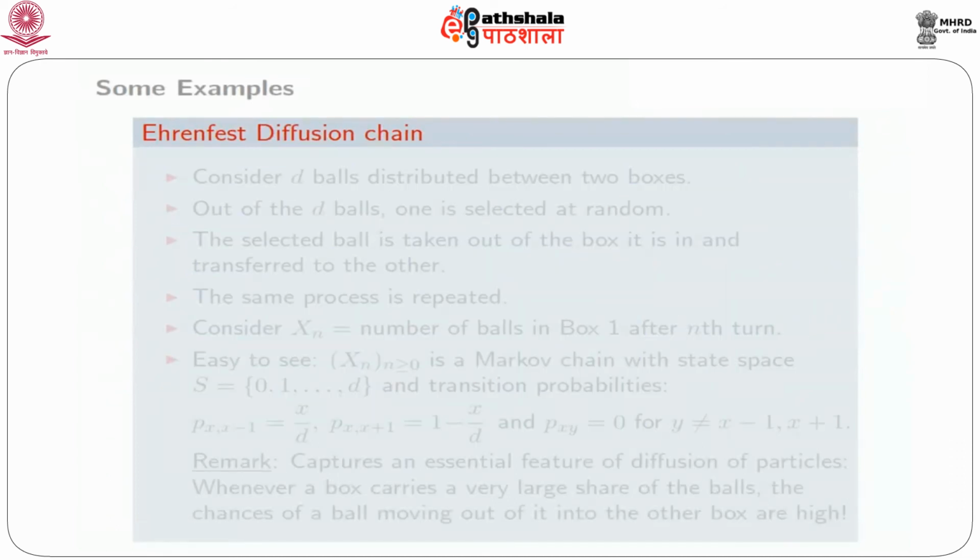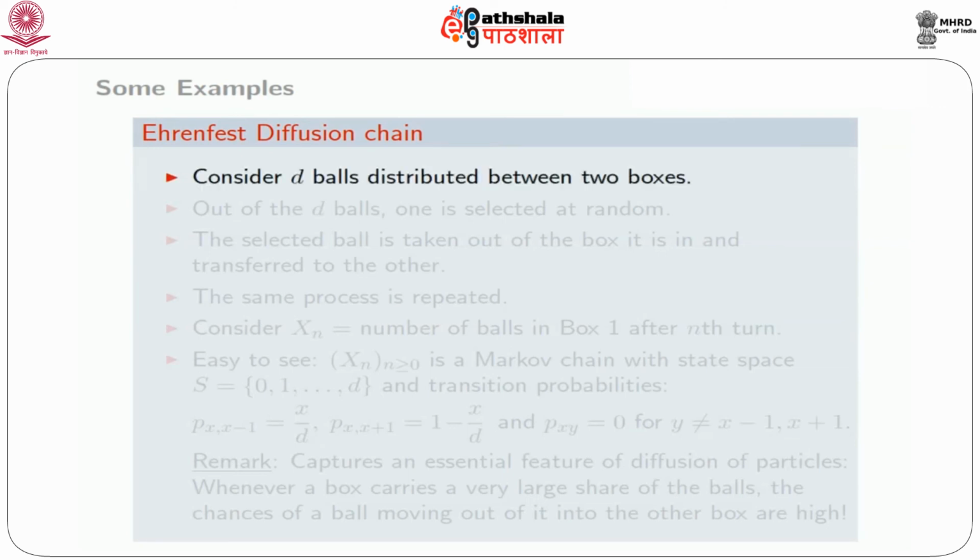The next chain is a very important model in physics. It is called the Ehrenfest diffusion chain, and it was historically a very significant model, even though very simple, in resolving a long-standing debate in quantum physics. Anyway, we won't discuss that. So, the model is very simple.